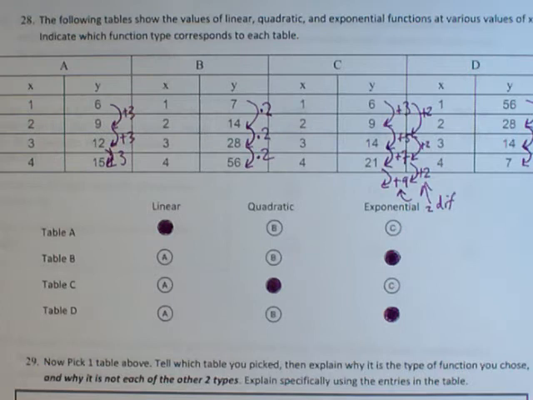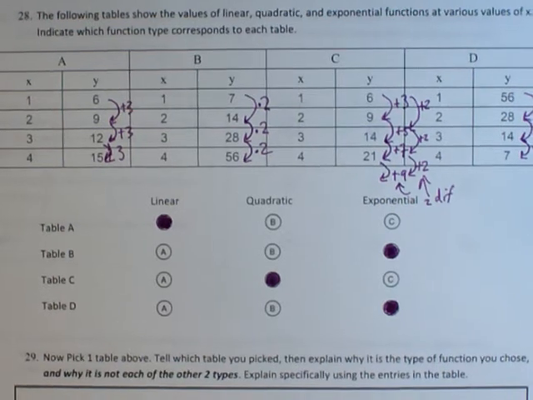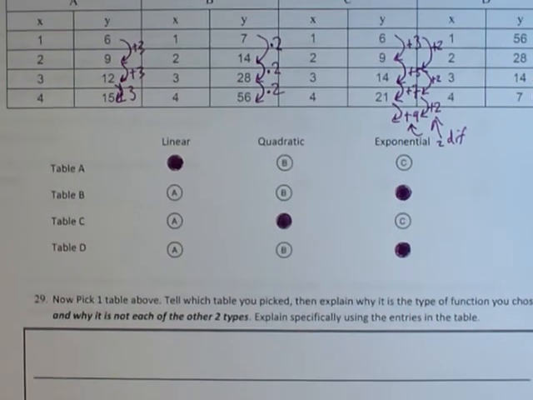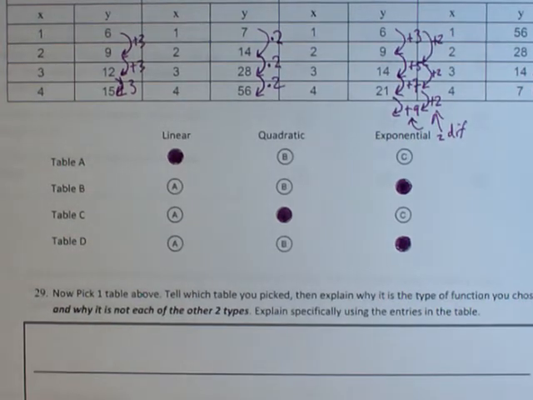Okay, and you'll notice this is really kind of a two-part problem. It says 29 down here, but really this is just the extension of problem 28. It's asking to pick one table above and tell which table you picked, and then explain why it is the type of function you chose and why it is not each of the other two types. Explain specifically using the entries in the table. Well, this is kind of what I've been talking about as I've been explaining my answers, but they're asking for it in written form here. So I'm just going to keep it simple.